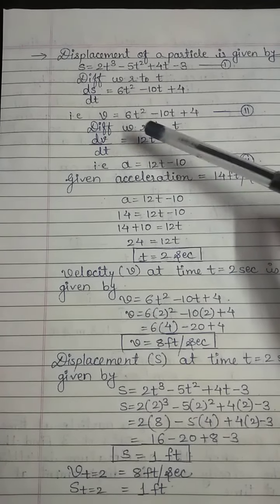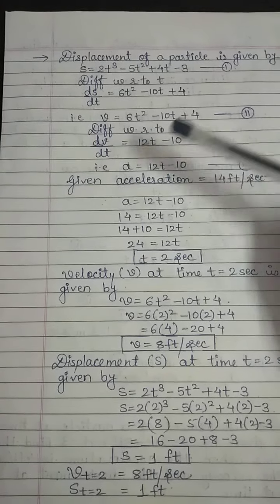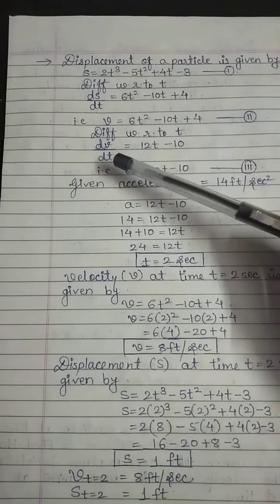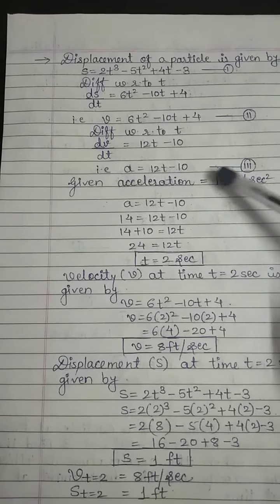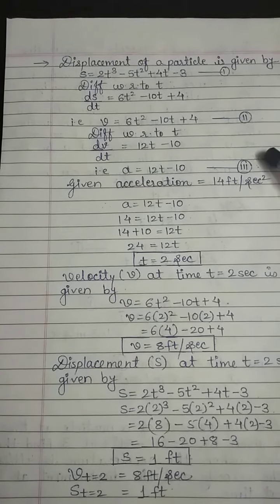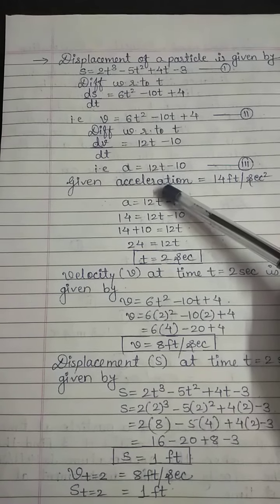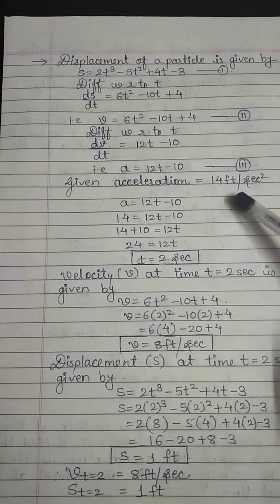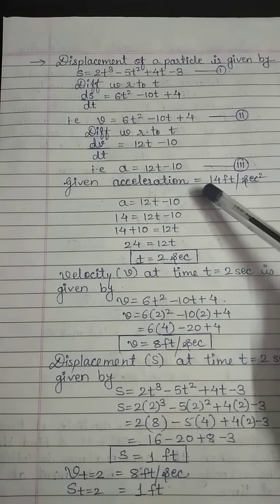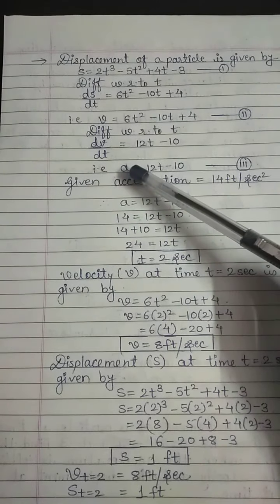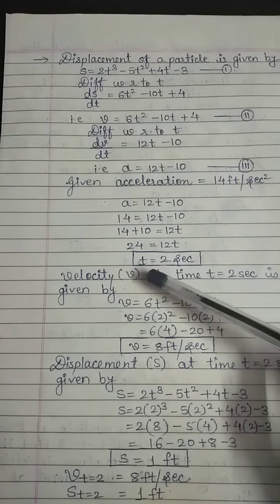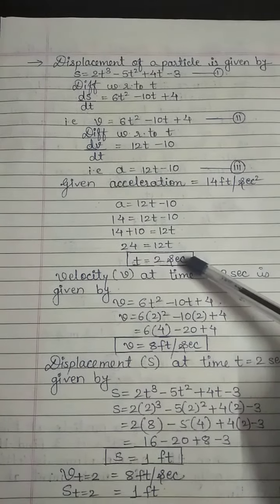Now again differentiating this with respect to t, we get dv/dt = 12t - 10. This is nothing but the acceleration. We call this as equation number 3. Now it is already given that acceleration is equal to 14 feet per second square. So we will substitute this value of a here in equation number 3. So simplifying, we will get t = 2 seconds.